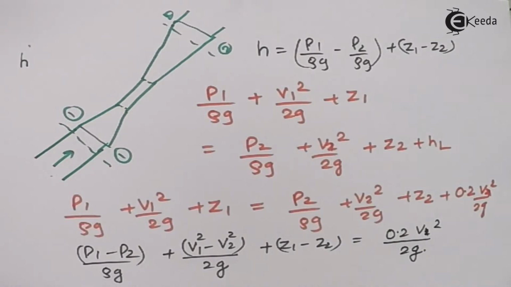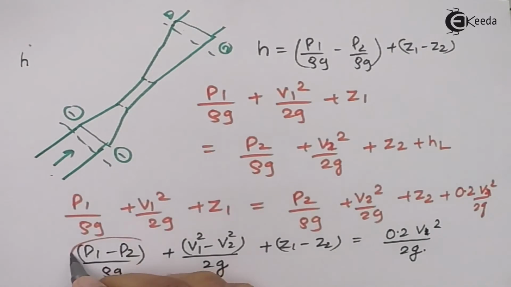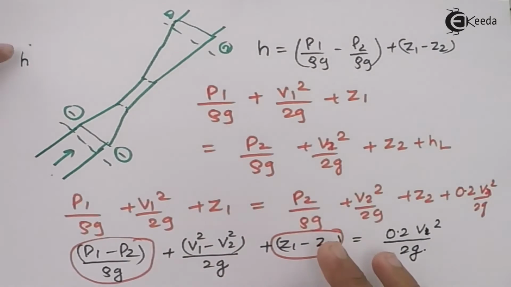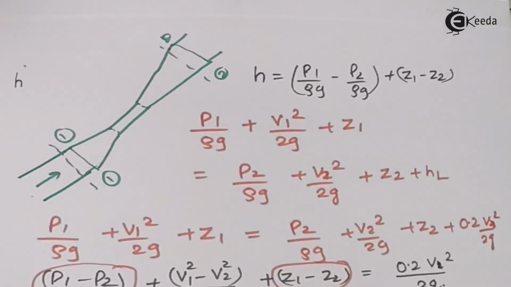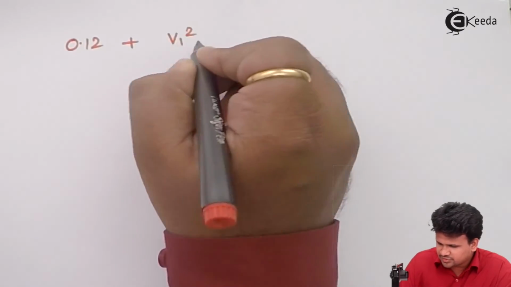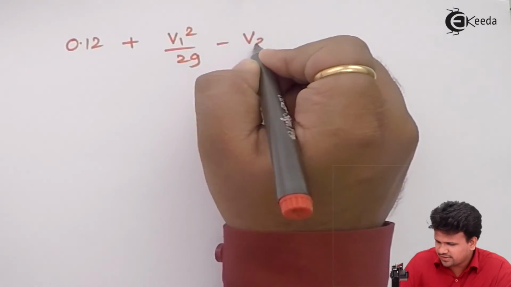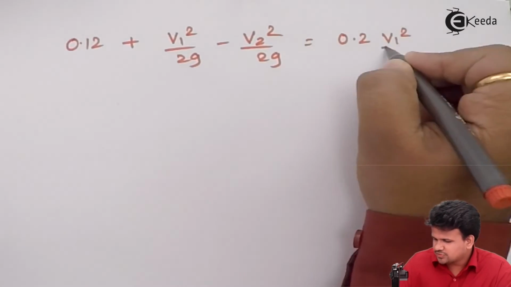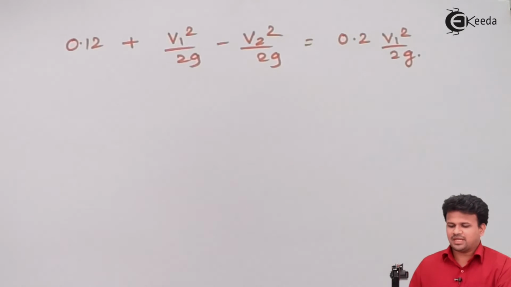Over here we can replace P1 minus P2 and Z1 minus Z2 by the value of h. We already know the value of h, the height in the manometer, which will be the difference in this level. We have already calculated this value of h as 0.12. So 0.12 plus V1 square by 2g minus V2 square by 2g is equal to 0.2 V1 square by 2g.